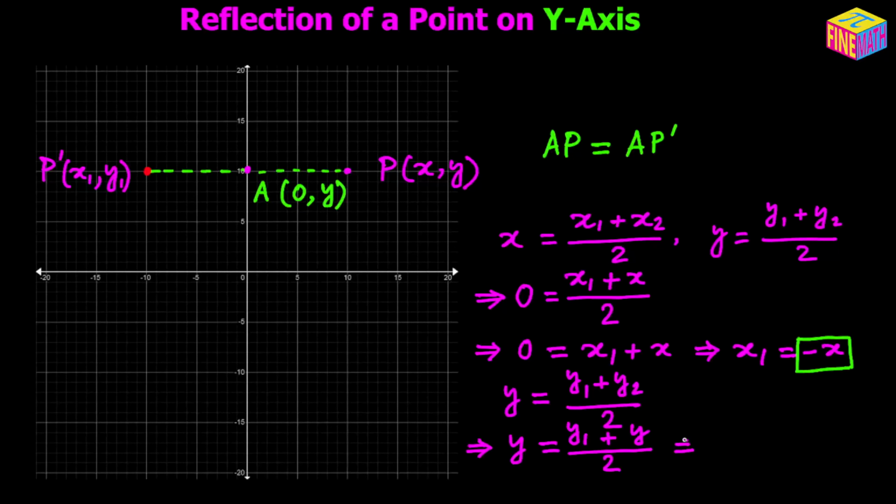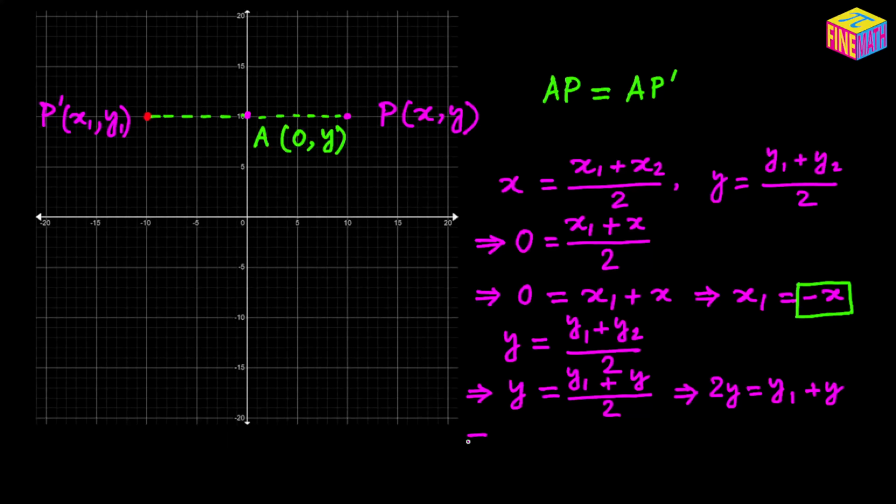And from here, what do we get? Well, from here, if we multiply both sides by 2, we get 2 times y is equal to y sub 1 plus y. And from here, can we say it like this? Well, then y sub 1 is equal to 2 times y minus y, which will be equal to y. So that is the y coordinate of our reflected point. So we have calculated both the x coordinate and the y coordinate of the reflected point.